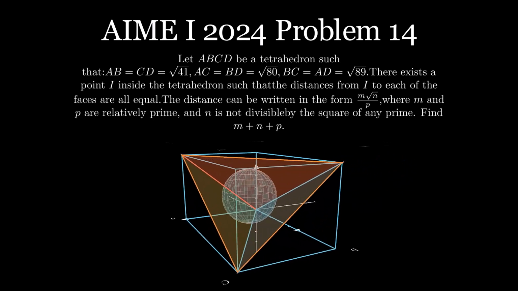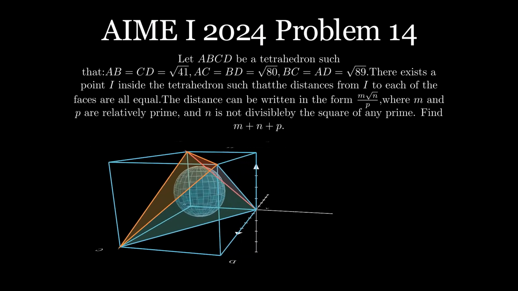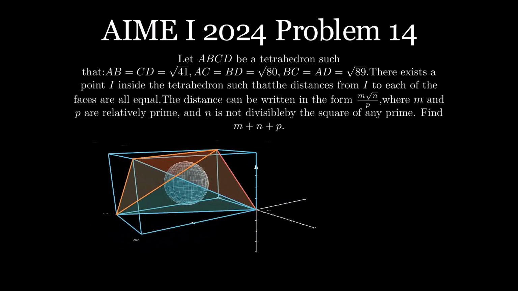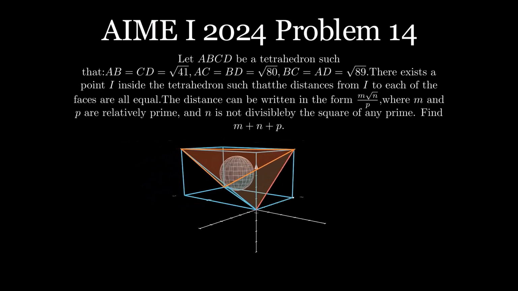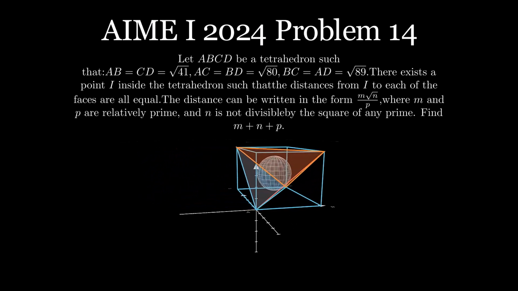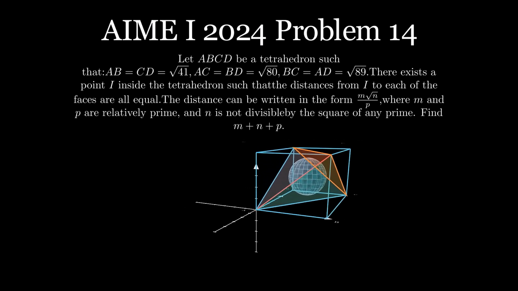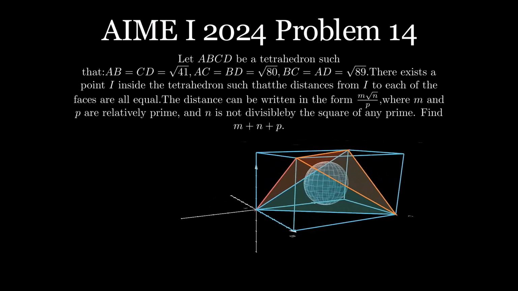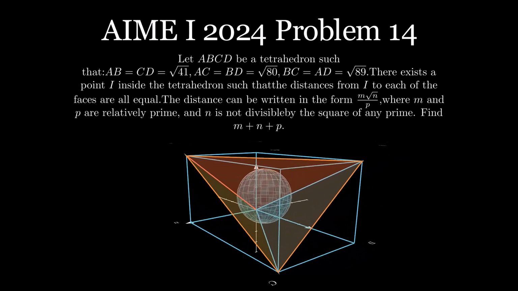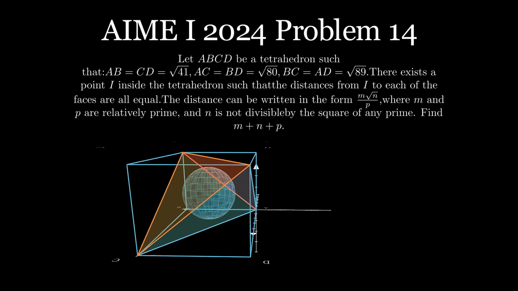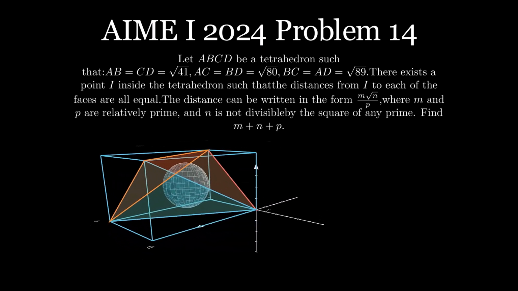The problem begins with a tetrahedron, a solid figure of four triangular faces, defined by its unique edge lengths. Let me read it for you. Let A, B, C, D be a tetrahedron such that AB equals CD equals square root of 41, AC equals BD equals square root of 80, and BC equals AD equals square root of 89.